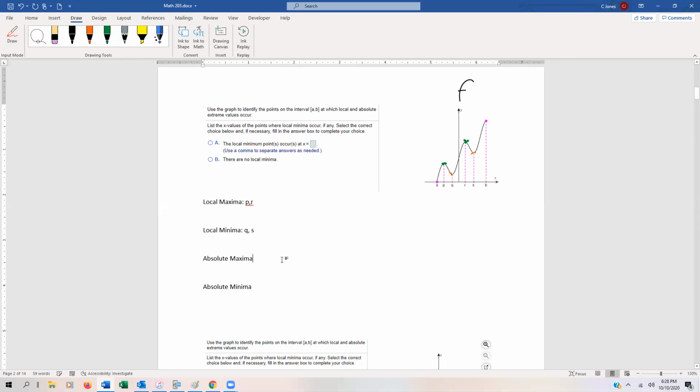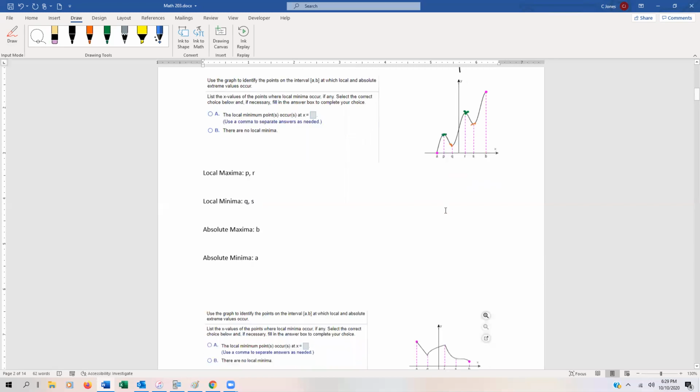Okay, and absolutes are going to be at the points where we have the highest and lowest values. Now, the highest point, obviously, is going to be B. It's the very highest point in the function. And the very lowest point on the function is A. Right? So notice local means in between the endpoints. All right, so local, we're just looking at in between. And since none of the points P, Q, R, S are the highest or lowest points, they're local, but they're not absolutes. All right, so hopefully that makes sense to you.